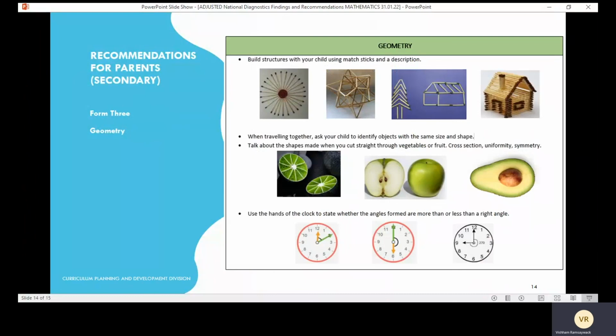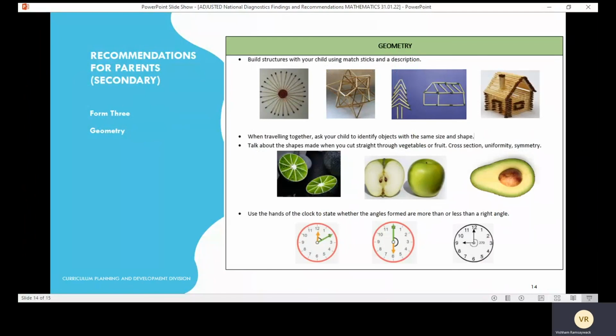Let's look at a recommendation for parents, and we look at the Form 3 level and the strand of geometry. At home, you can help your child to build structures using matchsticks and also give a description of the structure. When traveling together, ask your child to identify objects with the same size and shape. Have your children look at the shapes of objects when you cut straight through them, for example vegetables and fruits, where they would understand the concept of cross-section, uniformity, and symmetry.